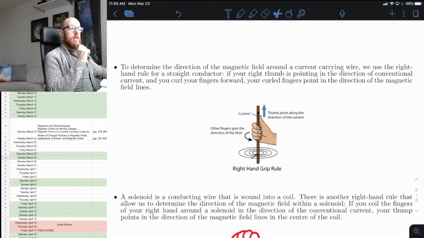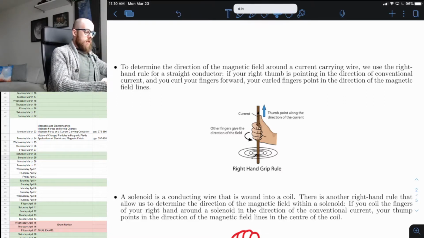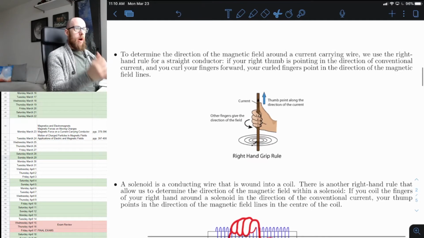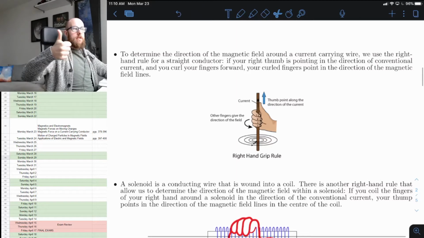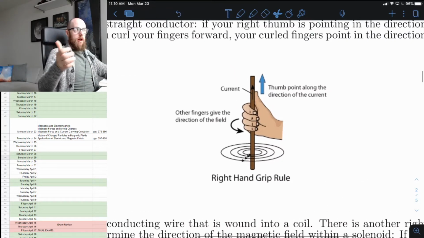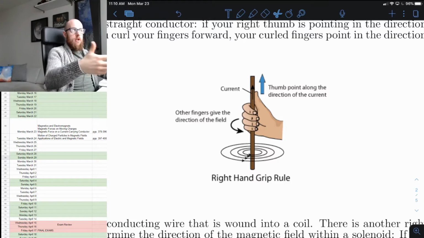Yeah, cool. Okay, just like you said, Aiden, to determine the direction of the magnetic field around a current carrying wire, what we do is we put our thumb in the direction of the current, and then we wrap our fingers of our right hand in the direction of the magnetic field. So the one interesting thing about the magnetic field that differs from the electric field is that the field actually is circumferential around a current carrying wire, which is a little bit different.